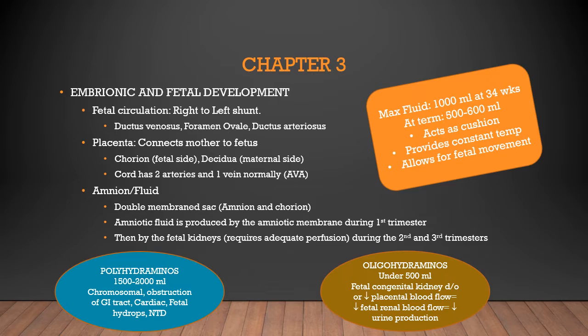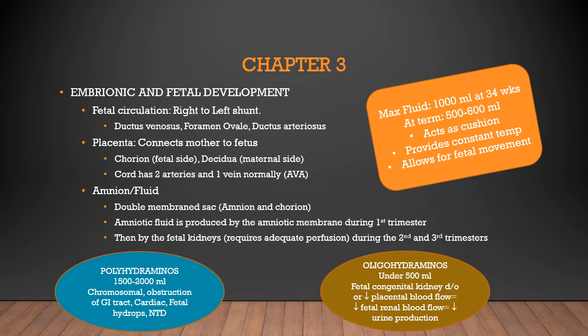Fetal circulation creates a right to left shunt because the ductus venosus, foramen ovale, and the ductus arteriosus bypass the liver and the lungs so that the developing fetus does not have to attempt to filter any of the maternal exposures, and the lungs don't get full of blood and fluid when they don't have any counter pressure from the act of respiration, since they're not breathing.